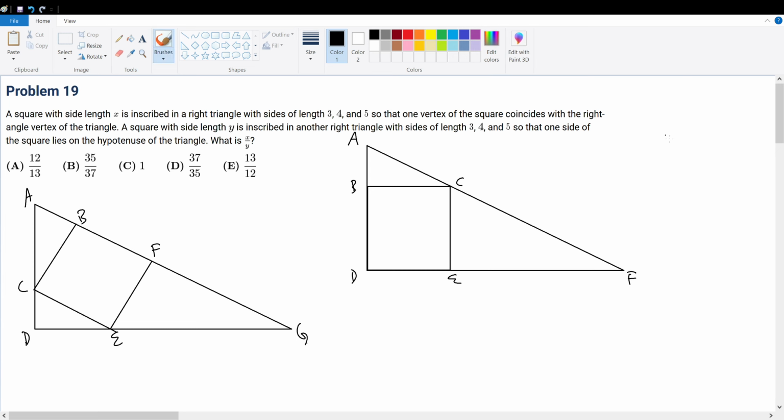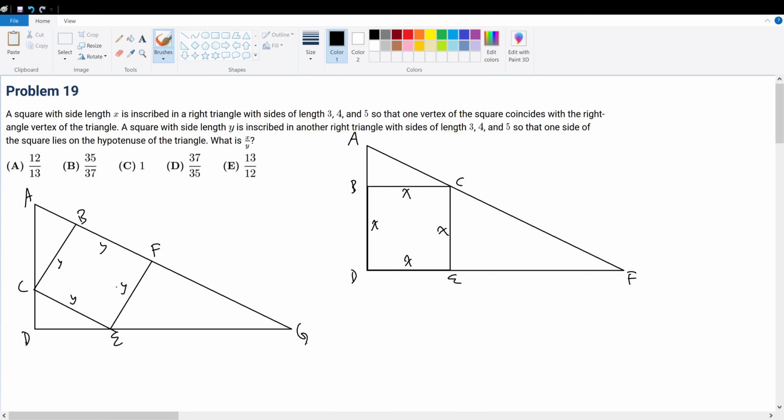Problem 19. A square with side length x is inscribed within a right triangle of side lengths 3, 4, 5. So we have this right triangle right here with a square of side length x, such that one vertex of the square coincides with the right angle of this triangle. A square with side length y is inscribed in another right triangle as seen right here, and we know that the triangle is also the same right triangle in terms of having 3, 4, 5 sides. What is x over y?